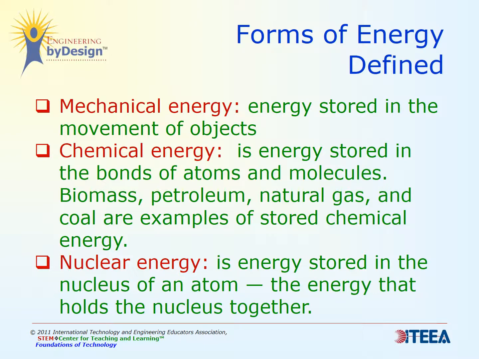Mechanical energy is energy stored in the movement of objects, when a car is moved from one location to another location. Chemical energy is the energy stored in the bonds of atoms and molecules. Biomass, petroleum, natural gas, and coal are all examples of stored chemical energy. Nuclear energy is energy stored in the nucleus of an atom, the energy that holds the nucleus together.